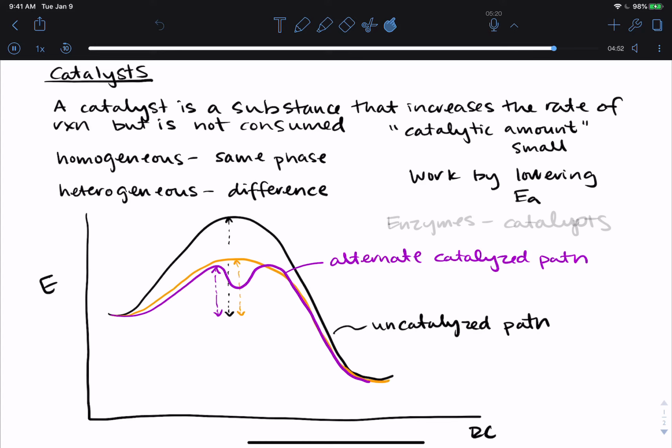So this is all we have for catalysts. It's just explaining what they are and how they work. And this is something that you will see constantly as you go through a pre-medical curriculum of any kind, because enzymes are catalysts that work on biological pathways.